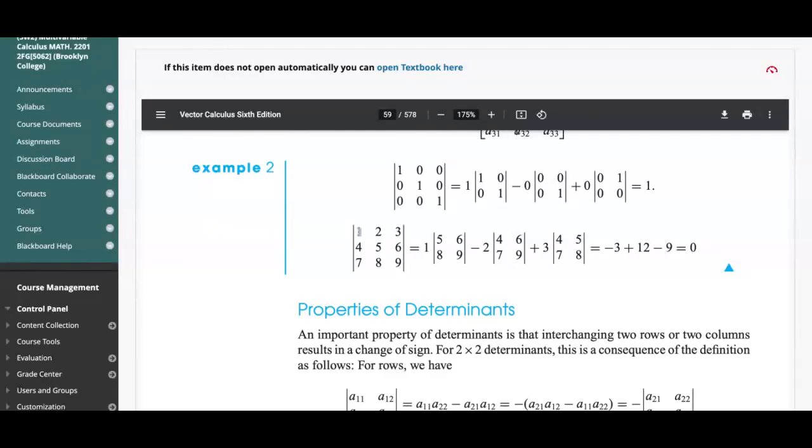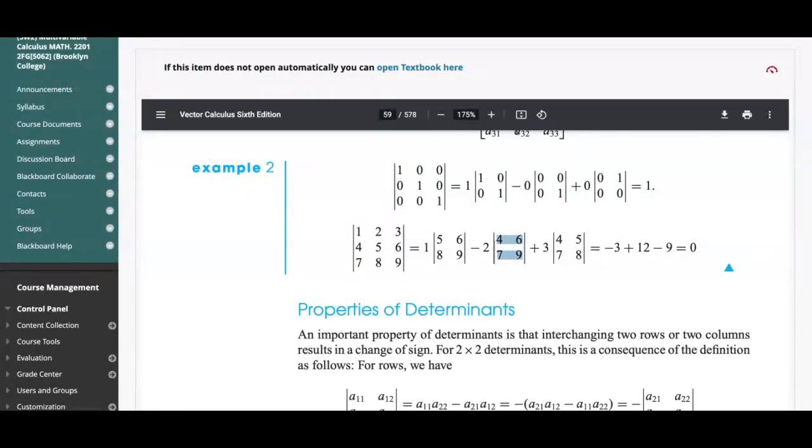Let's see this example. 1, 2, 3, 4, 5, 6, 7, 8, 9. Right. So let's do that. Let's choose to work with the first row. So we take 1, we find the determinant of the rest of the 4. We take a 2, negative. Wait, no, take with 3. We do the calculation of the determinant: 4 times 9 minus 6 times 8. We get -3.